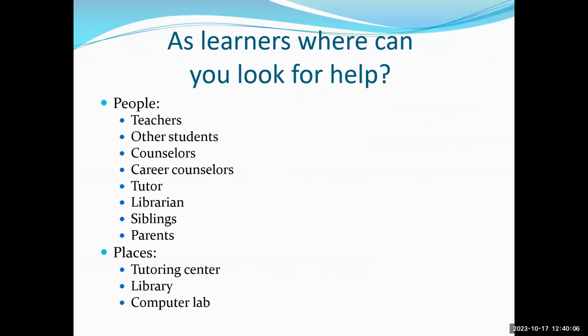Active learning is the way to go. So where can you get some help? Look around. From people, teachers, tutors, friends and family, people that know this type of material can help you. Always talk to counselors in regards to, hey, what is my best learning style. And places where you can get help: tutoring centers, computer labs, library. Let's not forget the internet, folks. I'm not saying to believe everything that you read on the internet, but the internet can help you.